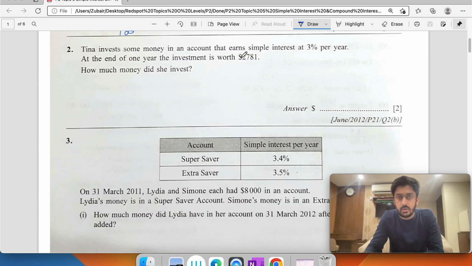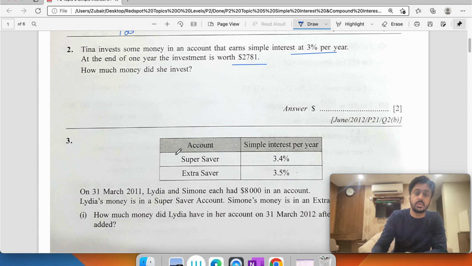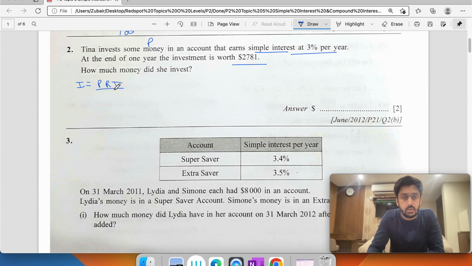Tina invests some money in an account that earns simple interest at 3% per year. At the end of 1 year, the investment is worth this. How much money did she invest? Okay, invest some money, that is P, simple interest. So I equals PRT over 100. So at the end of the year, the amount is this. The formula was A equals P plus I, so amount minus principal is equal to interest.